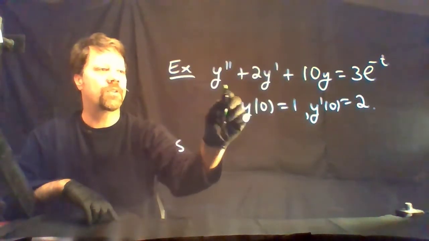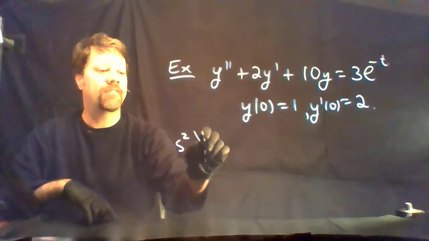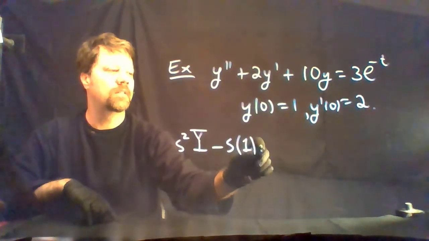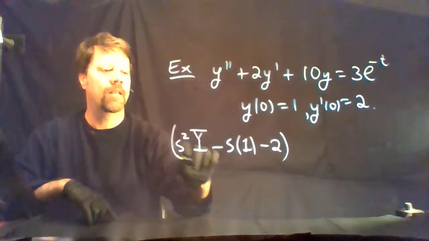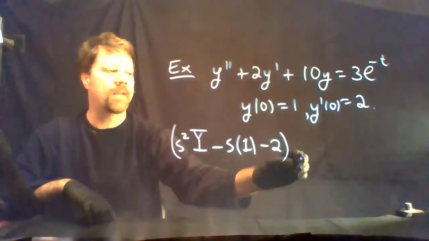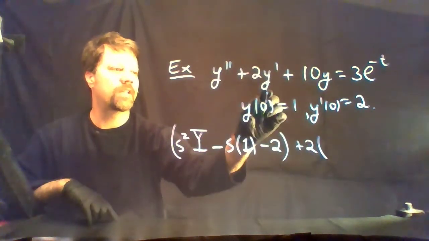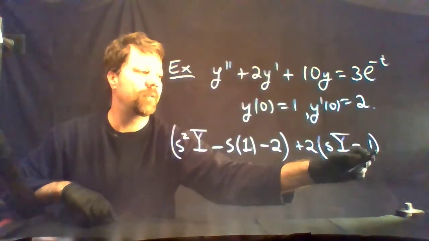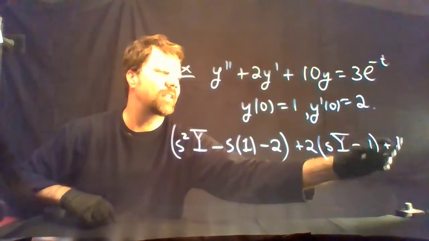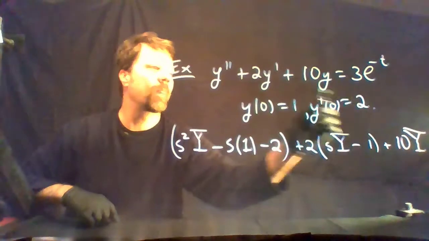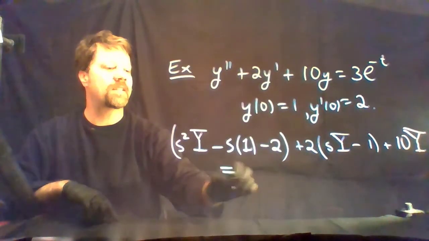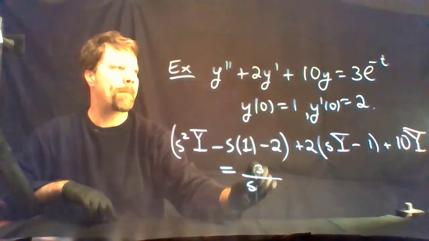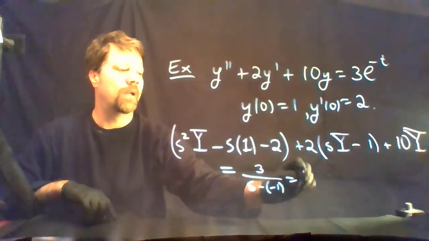Applying the Laplace transform to the second order derivative, we'll have s squared Y minus s times 1 minus 2. That's the Laplace transform of y double prime, plus twice the Laplace transform of y prime, which is s times big Y minus 1, plus 10 times the Laplace transform of y. All of that must equal the Laplace transform of the right-hand side, which is 3 divided by s minus negative 1.